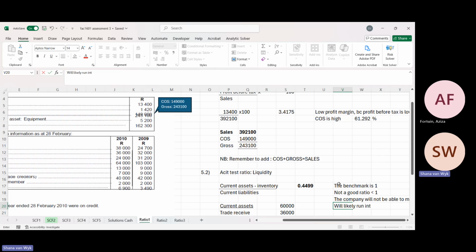How much was the inventory? 38,000, and the current assets was 60. So the inventory was more than half, meaning that it looks like they're relying on the inventory. Or all their cash is tied up in inventory.